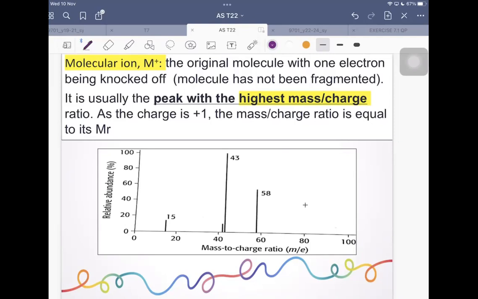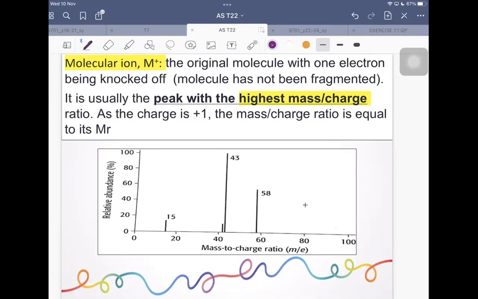Nothing is being broken. The only thing is that you just remove one electron from the molecule. How do you identify this molecular ion in your mass spectrum? It is usually the peak with the highest mass to charge ratio. And usually the charge is just +1. As I said, we are only removing one electron so the charge becomes +1. If your mass is over 1, which is your charge +1, then essentially the mass to charge ratio is just your mass really. So it is the peak with the biggest mass to charge ratio in your mass spectrum.